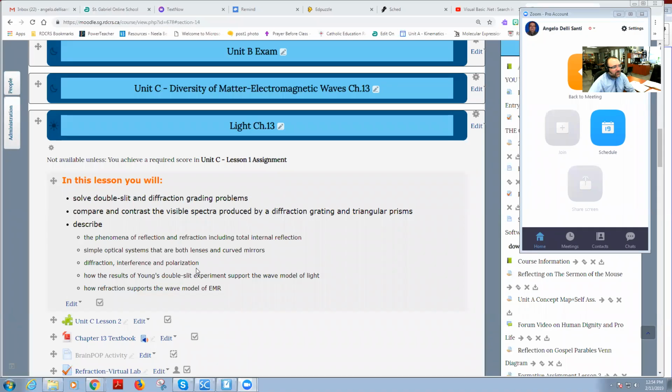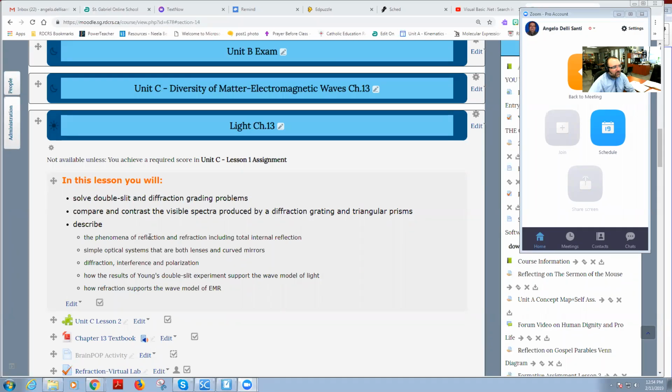I'm just going to explain this next topic here, Unit C, Lesson 2 on light, found in Chapter 13.3, the rest of the chapter. So first things first, let's share the screen to have a better understanding of what we're talking about. So we're going to be dealing with the following.